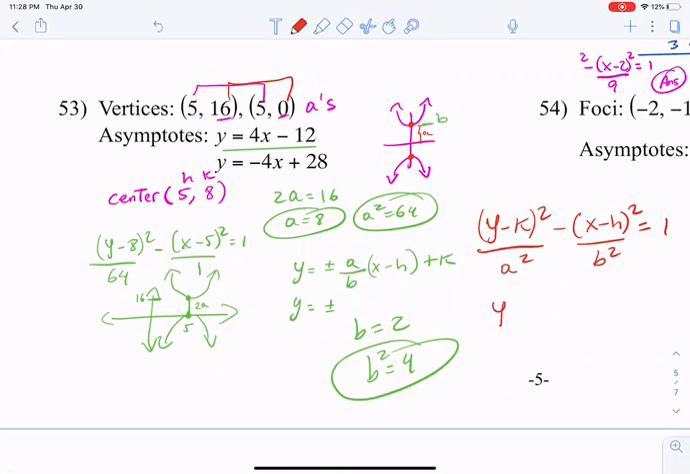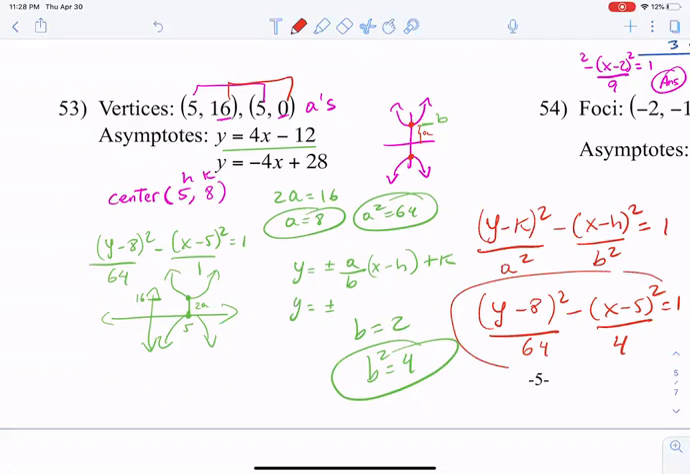So y minus k, what's k here? k is minus 8, so y minus 8 squared minus x minus 5 squared is equal to 1. A squared is 64 and b squared equals 4. And that's the answer for this problem. So now it's right. Okay? Just be careful with that silly situation. Okay, next problem.